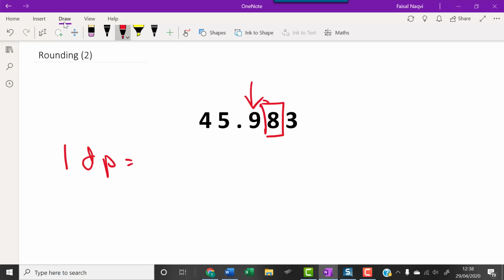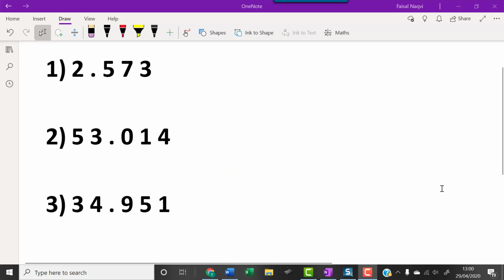Well, 9 plus 1 becomes 10. That 9 becomes a 0. The 1 then gets carried over to the 5, and that becomes 46.0. Now, because the question has asked you to write it to 1 decimal place, you must put the 0 in. And don't forget to tell me what you've rounded it to: 1 decimal place. Take a look at these 3 examples, press pause, and we'll go through it in a second.